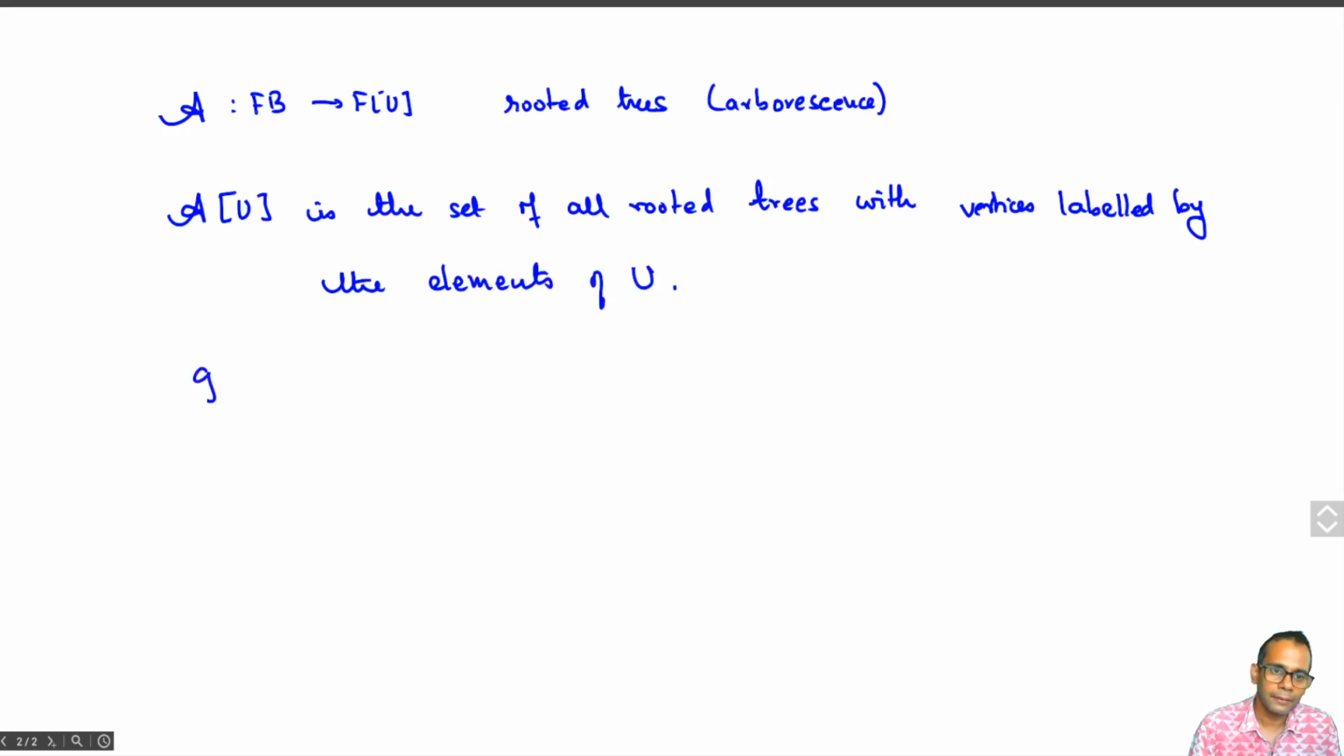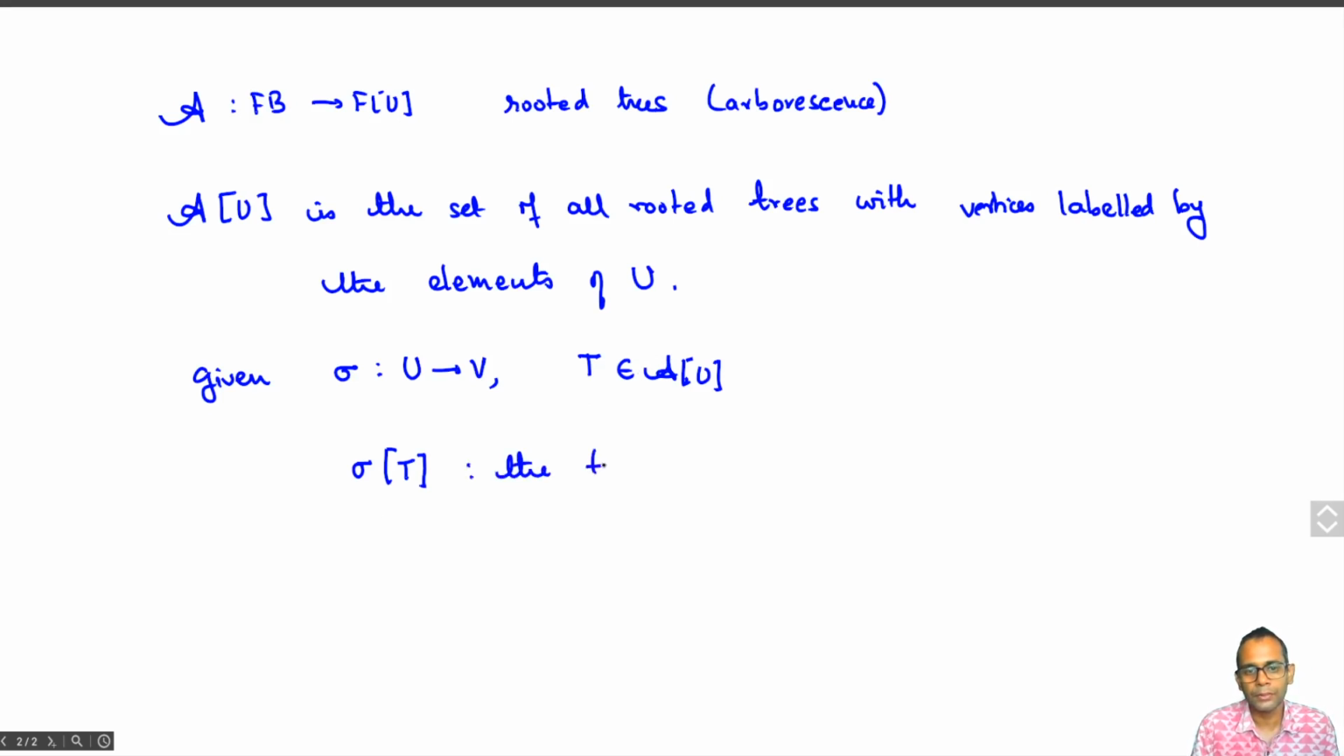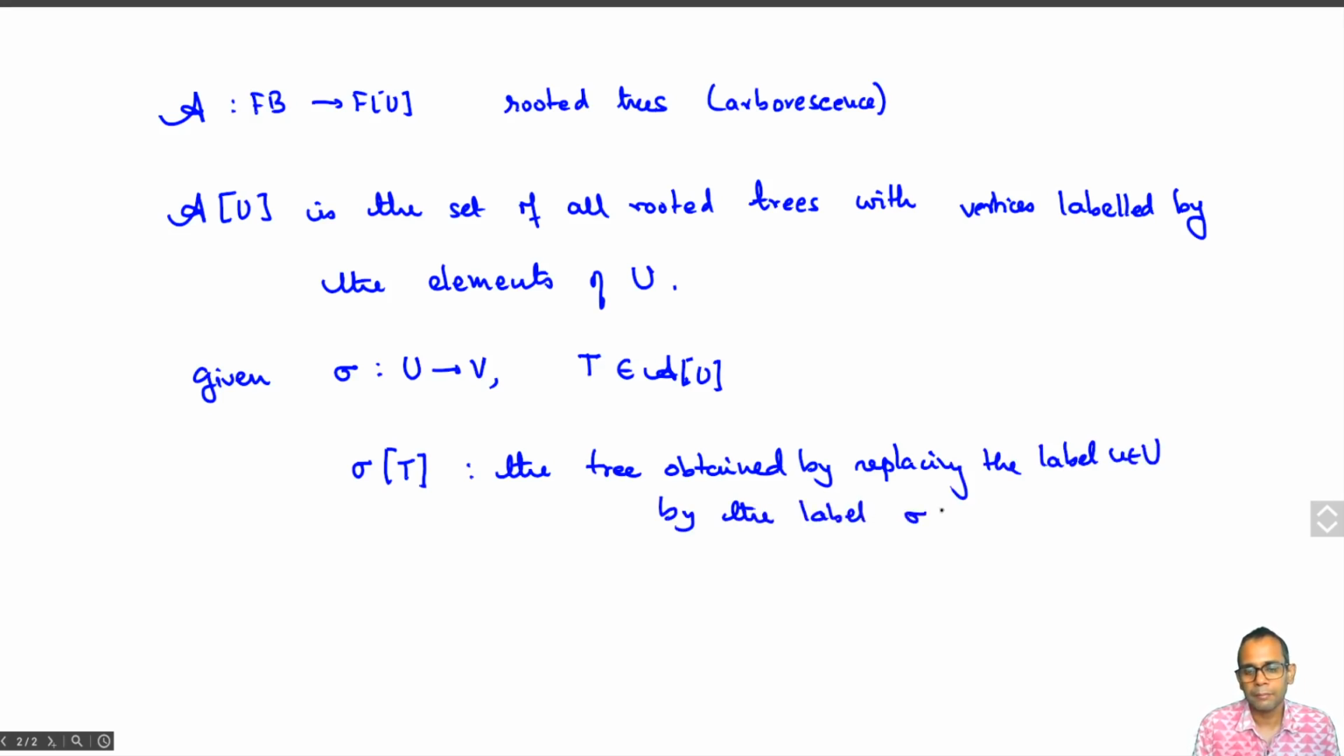And given sigma from U to V and a rooted tree T belonging to A of U, you define sigma T. This should be a tree with vertices labeled by the elements of V. So this is the rooted tree obtained by replacing the label u belonging to U by the label sigma u belonging to V.